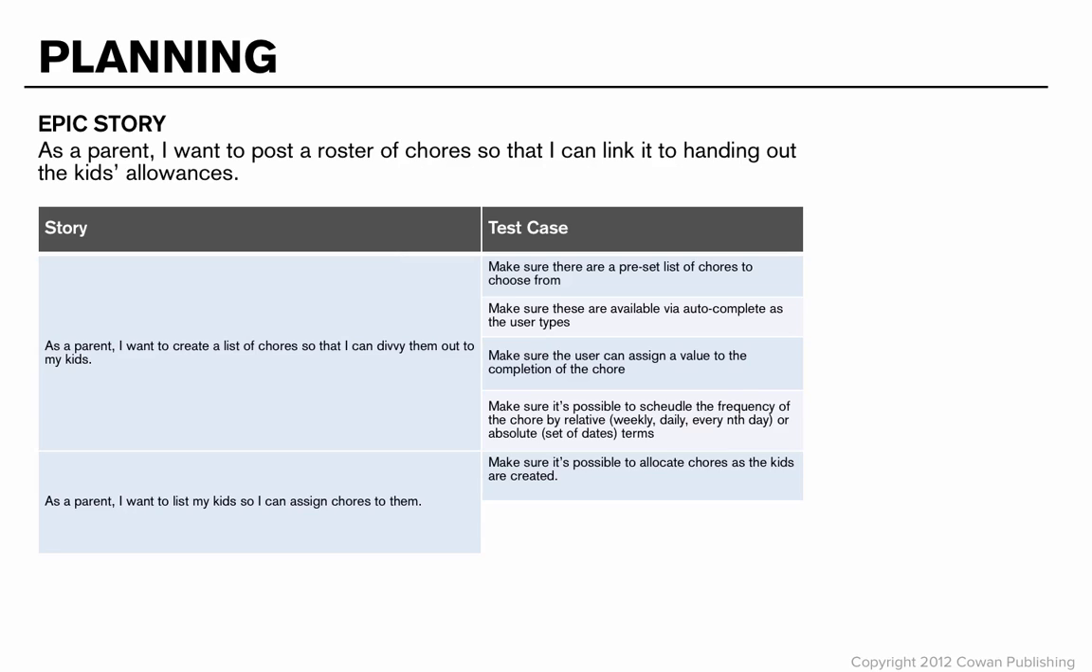And another story would be, as a parent, I want to list my kids so that I can assign chores to them. Create a list of kids. You should make sure it's possible to allocate the chores as the kids are created. That makes it a little more compact and easier to set all this up. And you should make sure it's possible to set a target allowance for each kid. This isn't necessarily a complete set of stories, even under this one particular epic story, but this is an example of how epic stories relate to test cases.